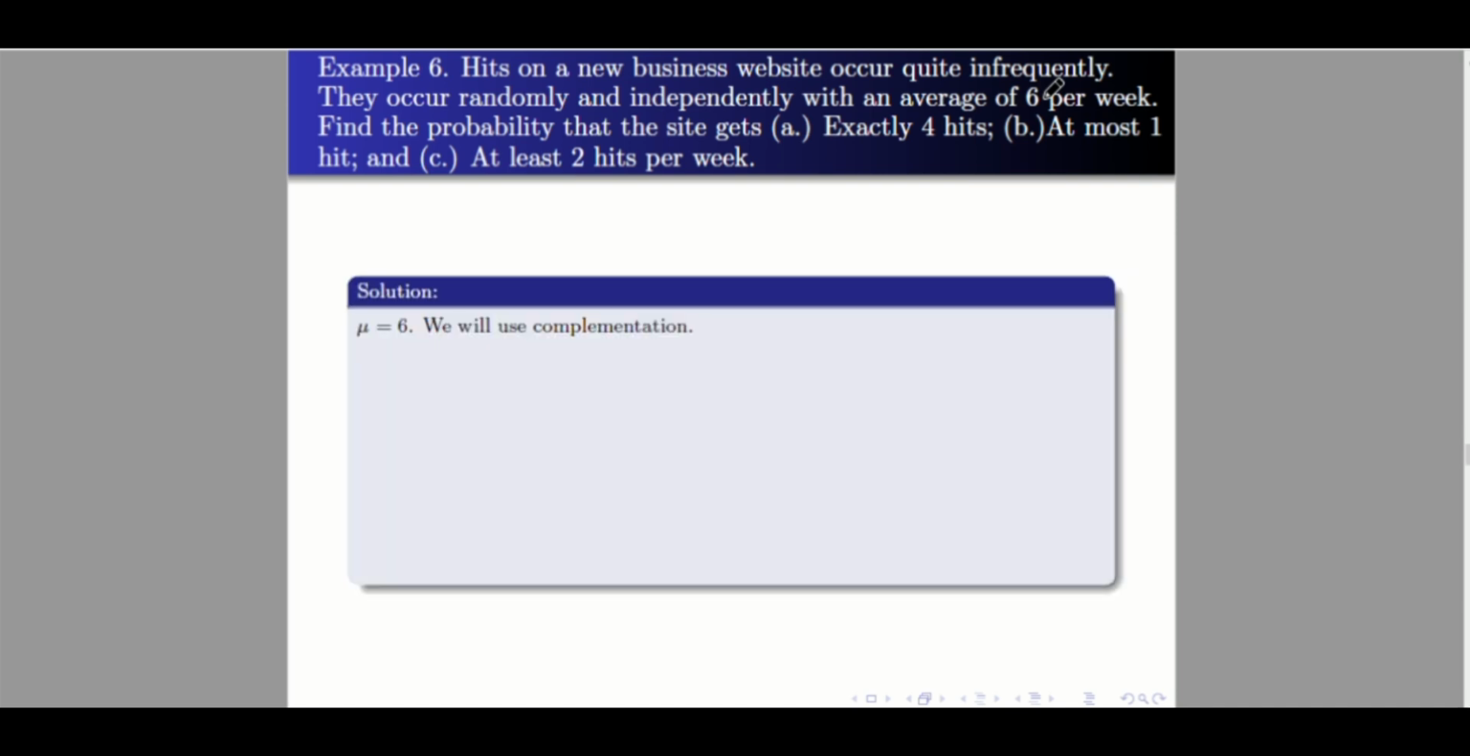And last, at least 2. So we will use complementation because it's very long and we do not know where to stop. So by complementation, we will subtract the less than 2. So less than 2 meaning it starts with 1 and 0. So using your calculator, or formula and then your calculator, we have 0.9826. So there is a big chance, big probability that at least 2 hits per week hit the new business website.